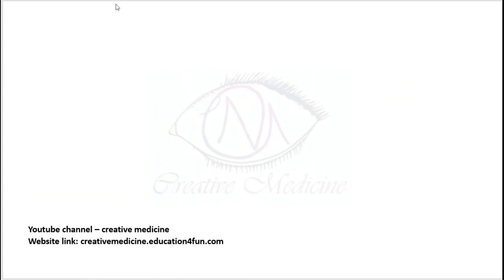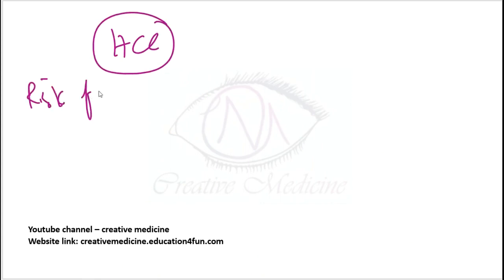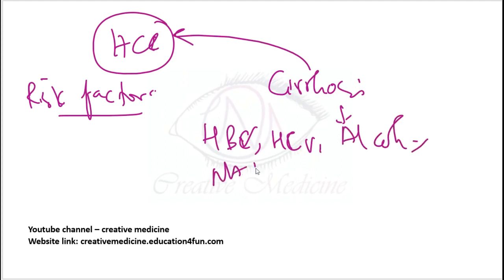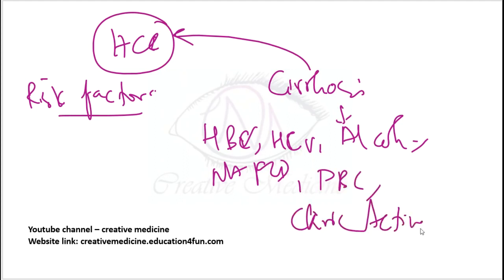Then the next important thing is hepatocellular carcinoma. If you see the risk factors of hepatocellular carcinoma, first, cirrhosis leading to hepatocellular carcinoma. The causes of cirrhosis leading to hepatocellular carcinoma are hepatitis B virus, hepatitis C virus, alcohol, non-alcoholic fatty liver disease, then primary biliary cirrhosis or chronic active hepatitis. All these will result in hepatocellular carcinoma.